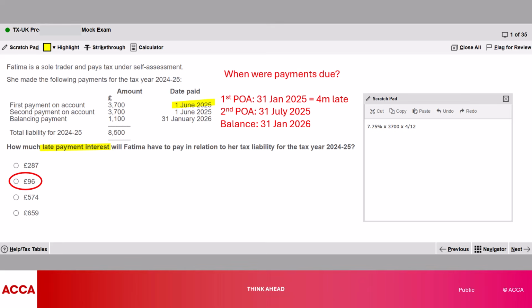So for example, the first one calculates 7.75% on 3,700, but then forgets to time apportion. A very easy mistake to make. The third one works out the interest on both of the payments on account and doesn't time apportion. And then the final one, I think, actually calculates the interest on the total liability and doesn't time apportion.